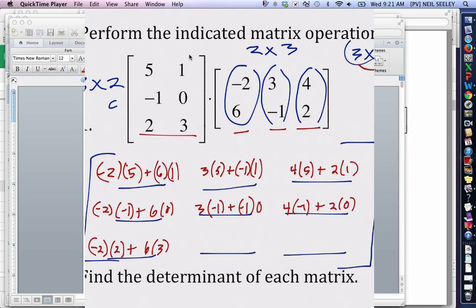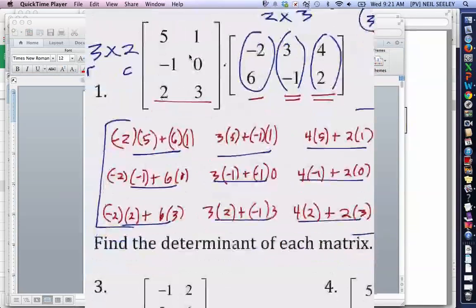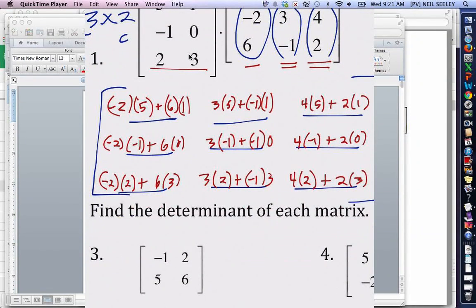The middle one, I'm dealing with 3 and negative 1 times the bottom, so it'll be 3 times 2 plus negative 1 again times 3. And then last one, 4 and 2. So we're going to do 4 times 2 and then plus a 2 times 3. That's it. We filled in the matrix. Now we just have to do all the simplification stuff.